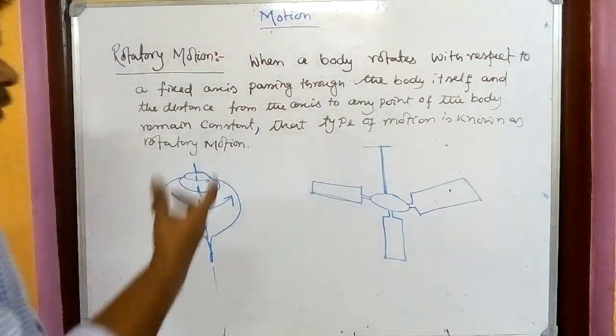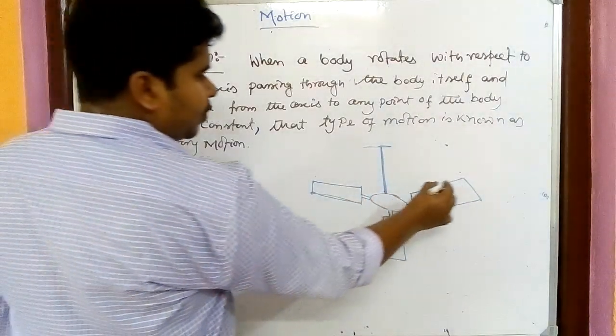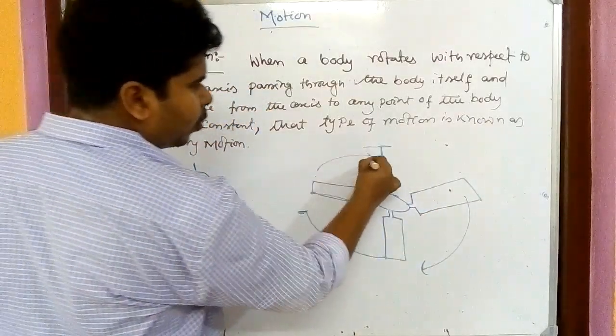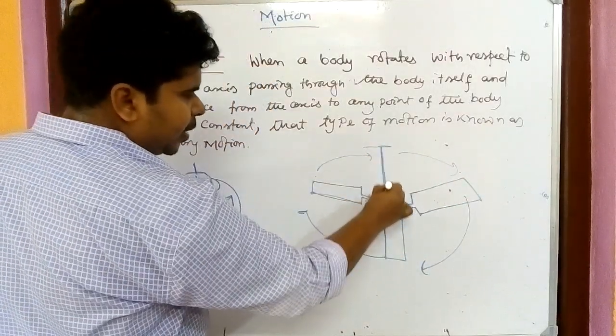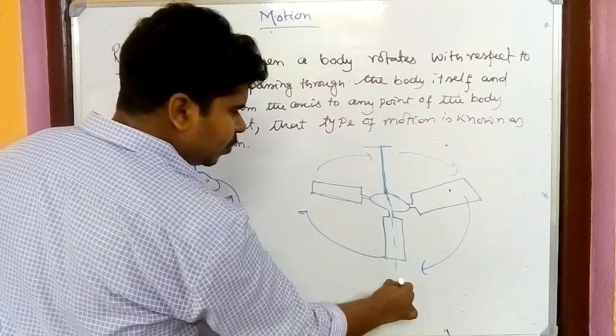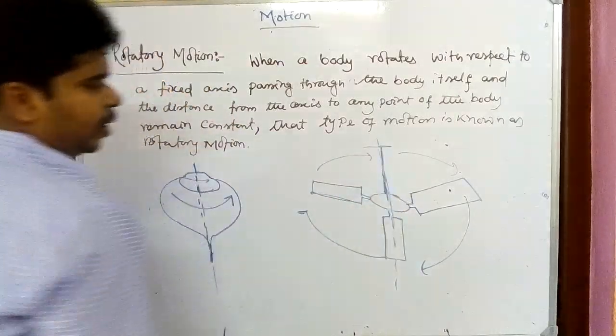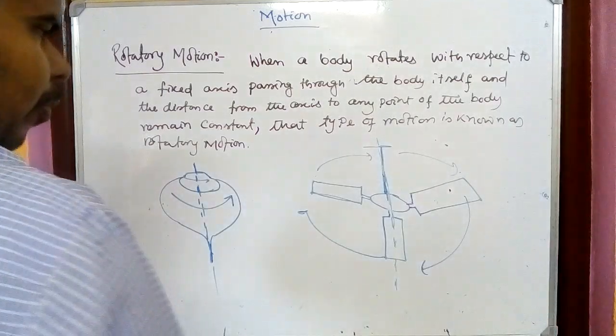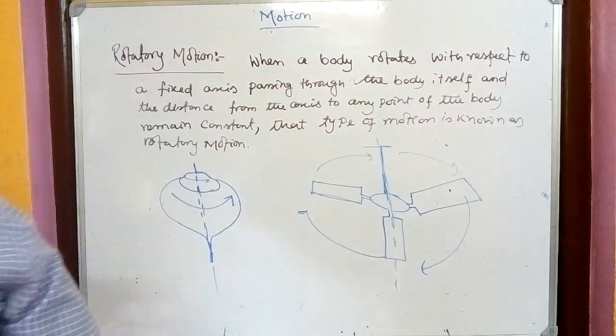If I am talking about a fan also, you see the blades are rotating. Assume this is the direction of rotation, and this is the axis, we can assume it is passing through it. The axis through which the body rotates is just passing through the body, and that type of motion is known as rotatory motion.